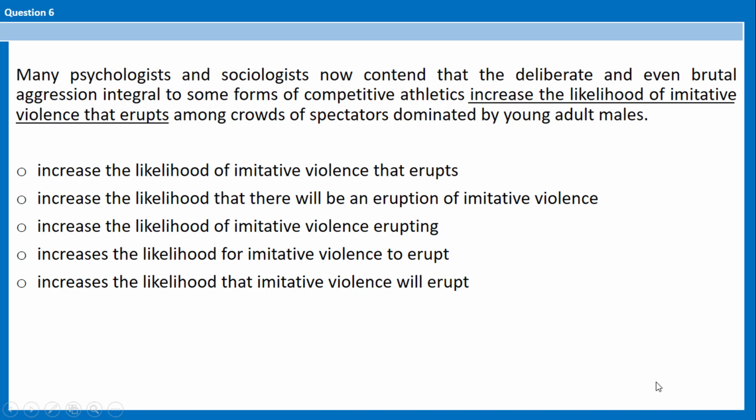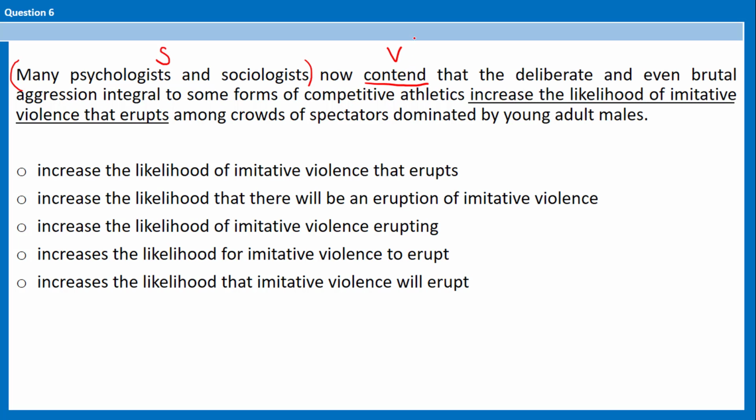Question number 6. Focus on the subject and the verb. Okay? The main subject and the main verb. Then identify modifiers. Sometimes you may have subordinated subjects and verbs, okay? Like in this question. Take a look at the beginning here. Many psychologists and sociologists, that's the main subject. Now content, and that's the main verb.